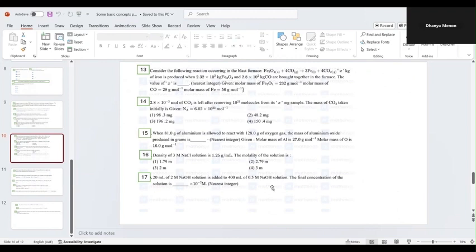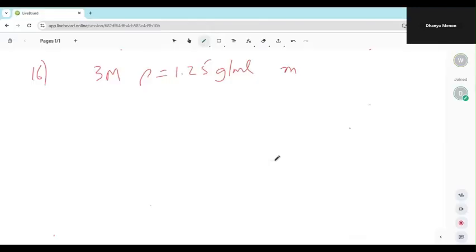The density of a 3 molar sodium chloride solution is, rho, 1.25 grams per milliliter. The molality. So we already studied the relationship between molality and molarity, right? So you can directly use that formula. Molality you need to find out.